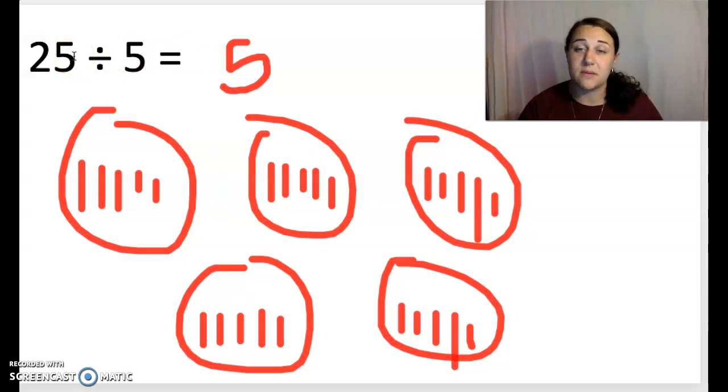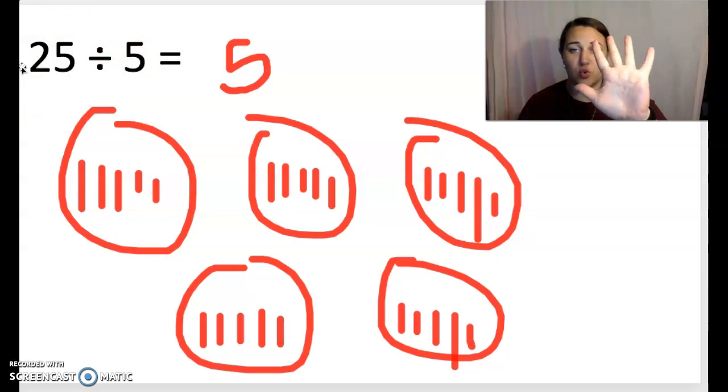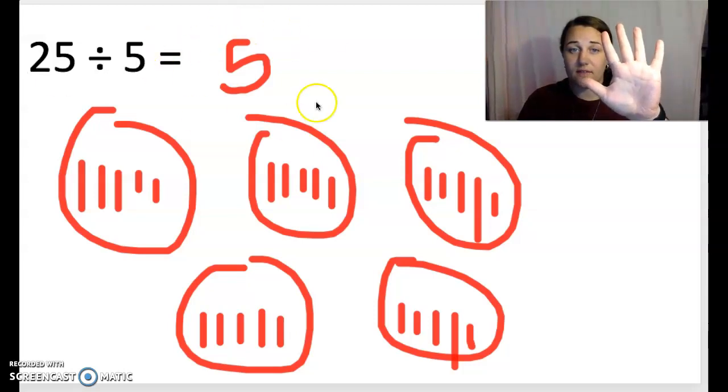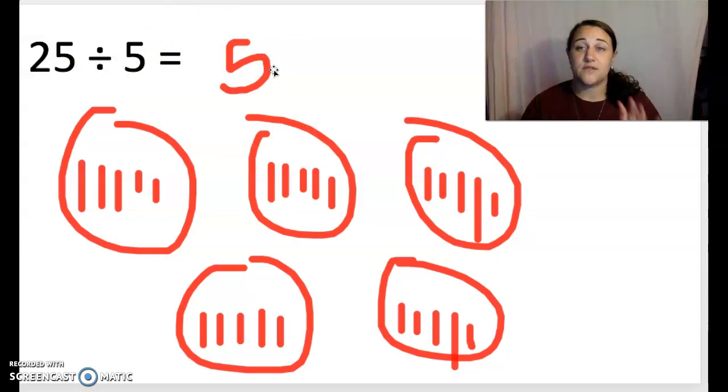I could also skip count by 5 on my fingers until I get to 25. 5, 10, 15, 20, 25. How many fingers do I have up? I have 5 fingers up. We got the same answer because 5 times 5 equals 25.